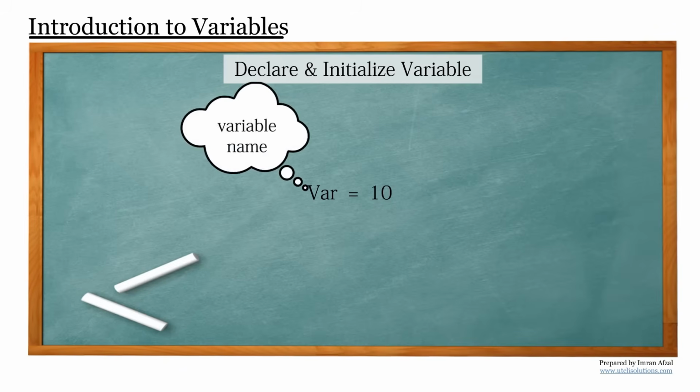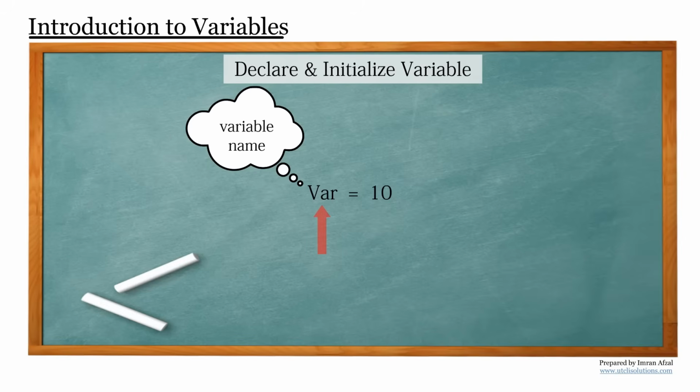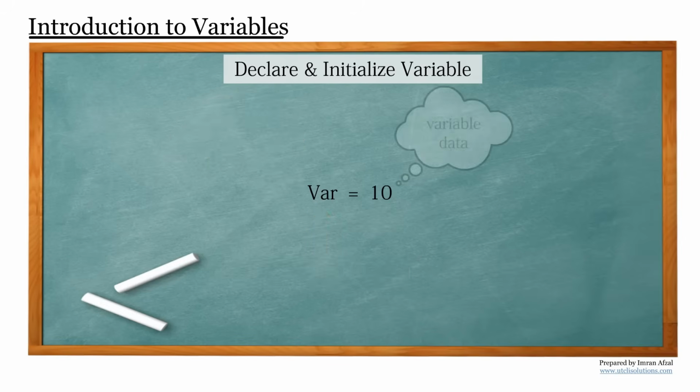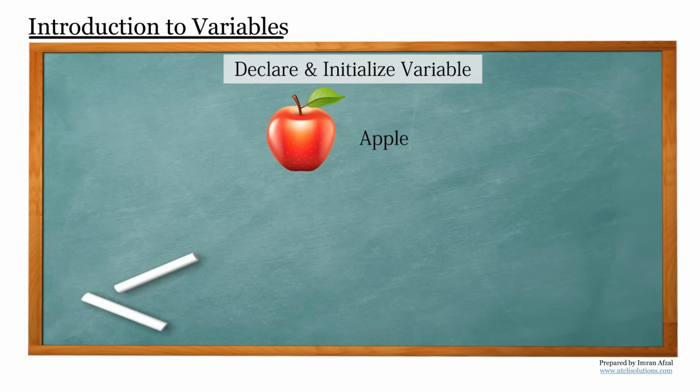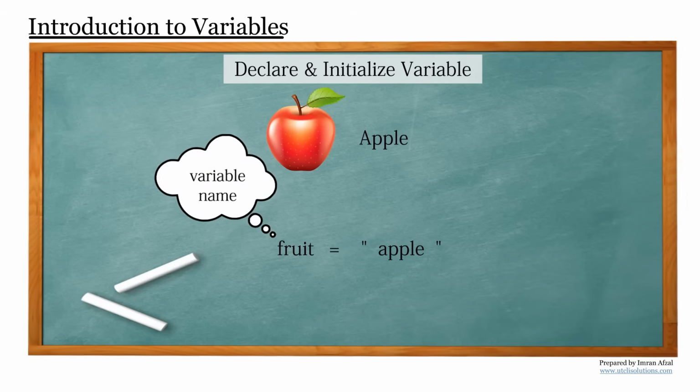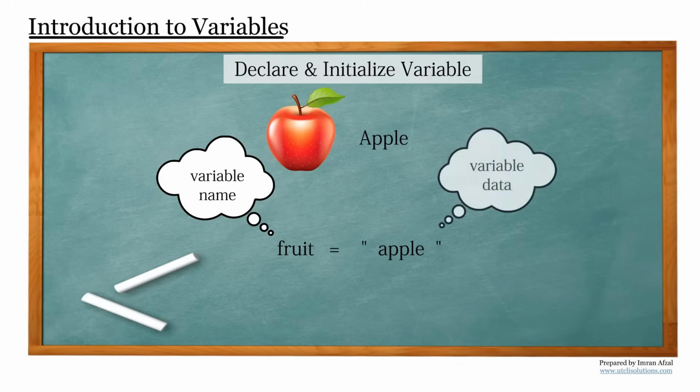So, declaring a variable means creating a name for storing information, and initializing a variable means giving it a value at the same time. Unlike some other programming languages, Python makes this process very simple because you can do both steps in one line. For example, if you want to store the word apple in a variable, you can write fruit = "apple". Here, fruit is the variable name and apple is the value stored inside of it.